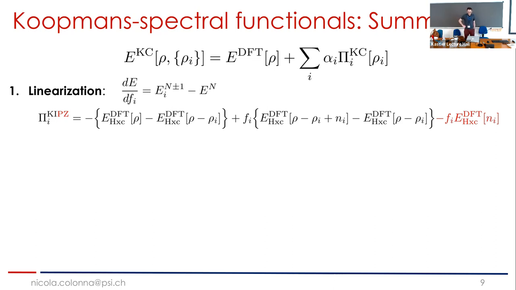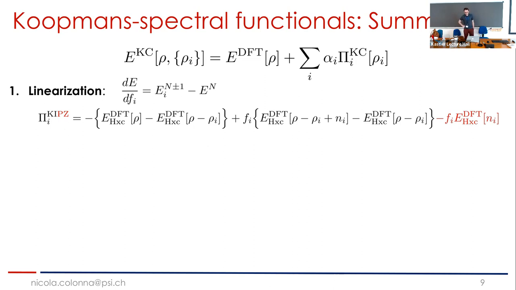Now, I don't have time to go into the detail. I just want to mention that these corrections are actually devised enforcing the linearity condition I was explaining in the previous slide. And you end up with a very simple expression that is given in terms of the exchange and correlation energy of your underlying density functional. And here, just to set the nomenclature, we refer to KI as the black term here, which is the simplest correction we have. And then we have a more advanced one that we call KIPZ, where we add an extra term in red here, that is inspired by the self-interaction correction by Perdew and Zunger.